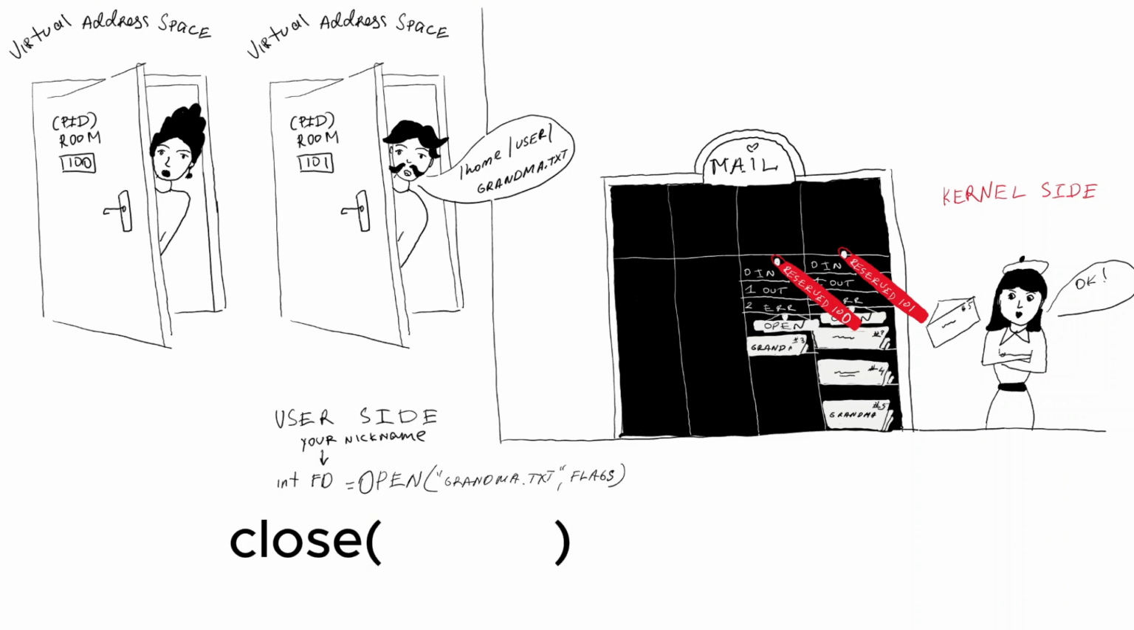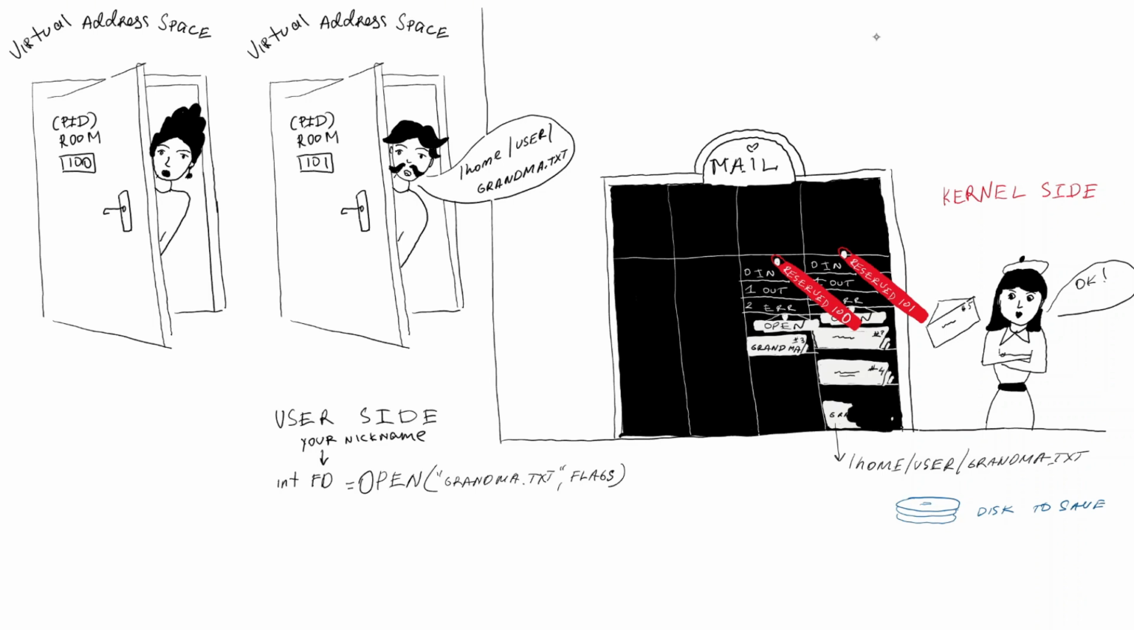Once you're done with the letter, like when you're done with the file, you can close it, and the clerk will make sure that all the updates, if any, you made to the letter will be at the original address where you told her to find this letter in the first place. She'll go and put it back, even if your grandma lives in another state or, on the disk. Then she will remove it from your mailbox.